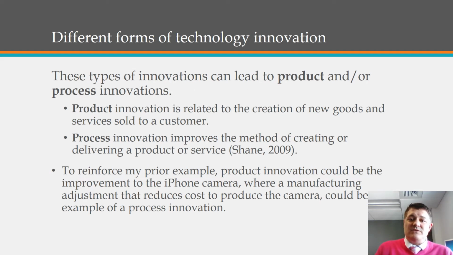These types of innovation can also lead to product and/or process innovations. Product innovation ties to innovation related to the creation of new goods and services sold to a customer. And process involves improvements to the method or the process of creating or delivering a product or service. Reinforcing my prior example tied to an iPhone, product innovation could be the improvement to the iPhone camera, where a manufacturing adjustment that reduces the cost to produce the camera could be an example of process innovation.